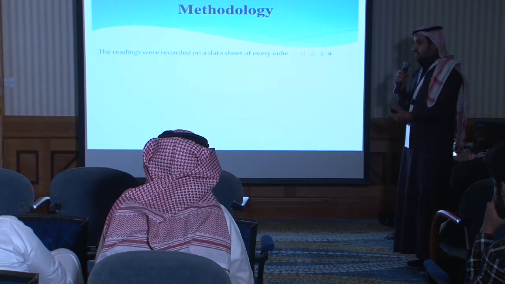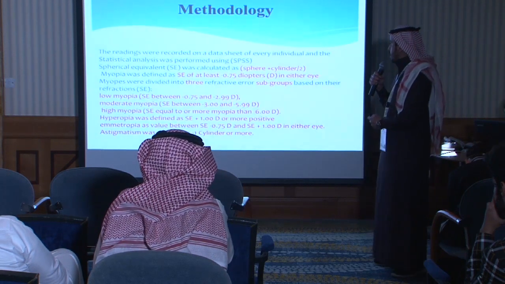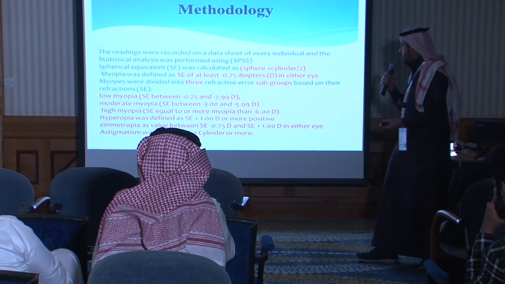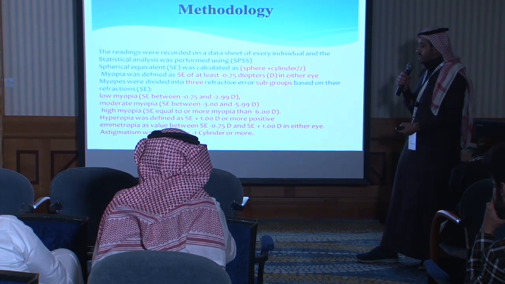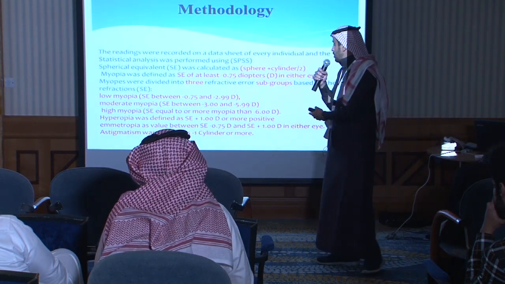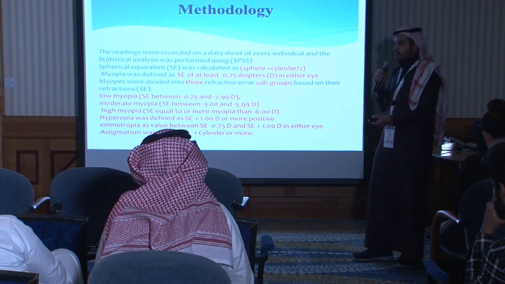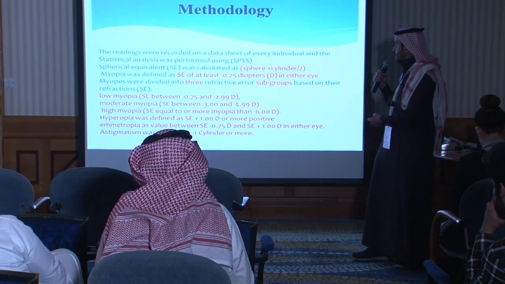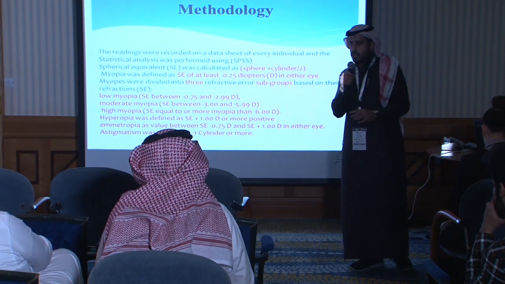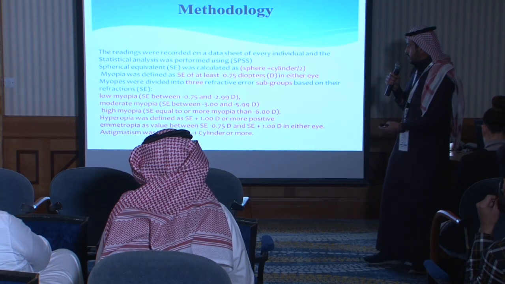Readings were recorded and analyzed by species, using spherical equivalent, which was calculated as sphere plus half cylinder. Myopia was defined as spherical equivalent of at least minus 0.75 diopter in either eye. Myopia was divided into subgroups: mild, moderate, and severe or high.